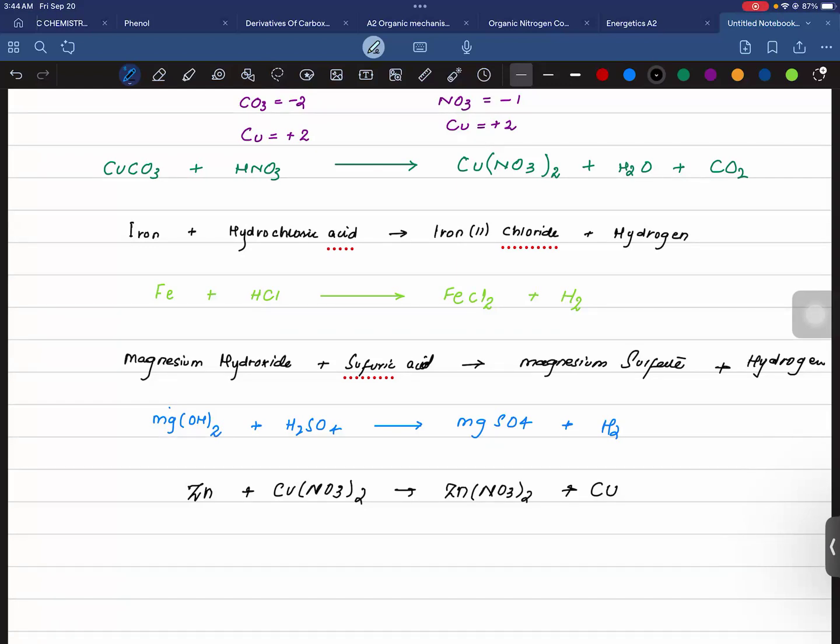It's a displacement reaction. Is that correct? Yes, zinc is going to react with copper nitrate and form zinc nitrate and copper. Basically this is the displacement reaction in which zinc is more reactive than copper and displaces it. We would be discussing this in the reactivity series, how the more reactive elements are going to displace the less reactive elements.